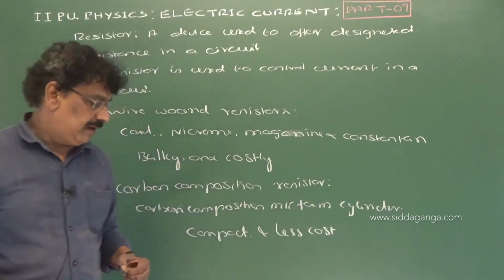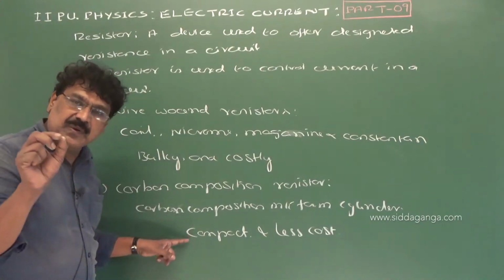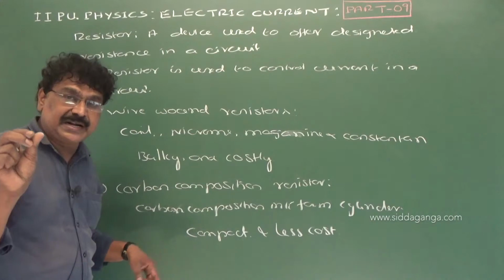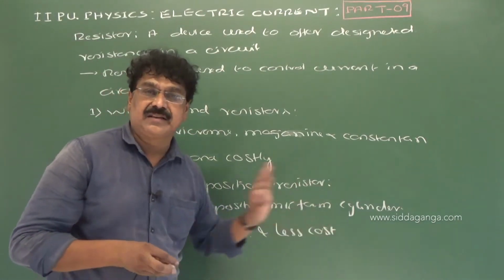So the important thing is carbon composition resistors are very small in size, which makes the instrument compact and handy, and they are less costly.